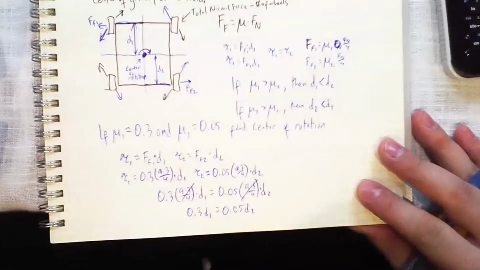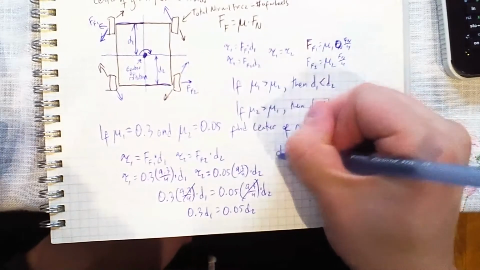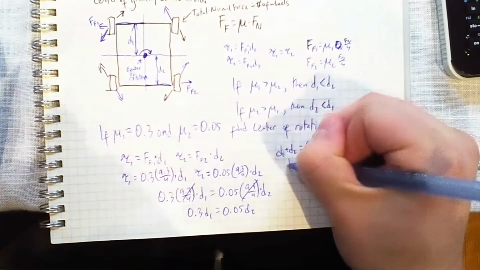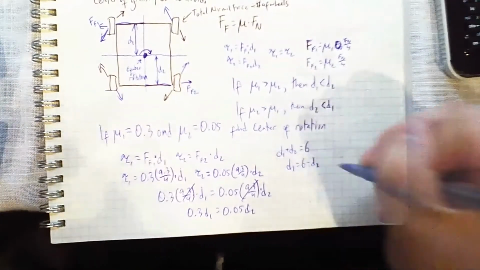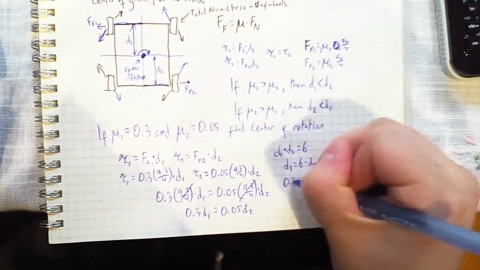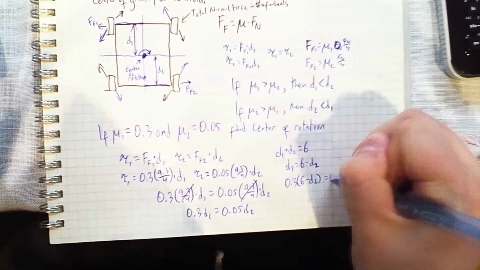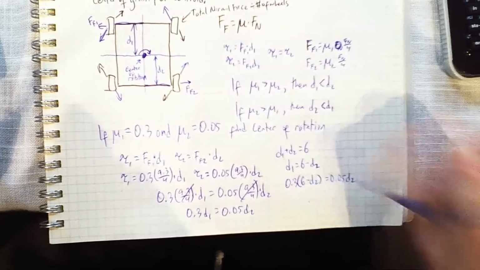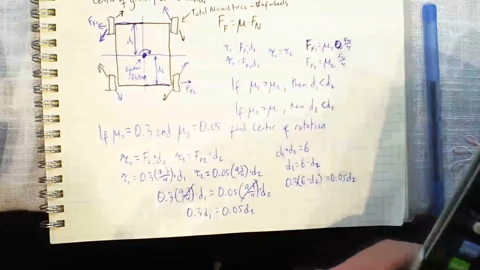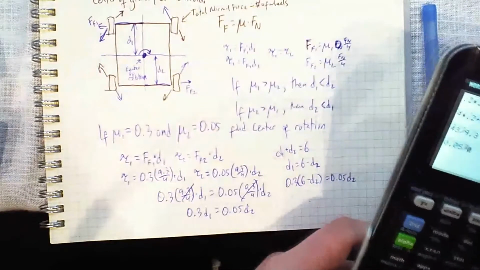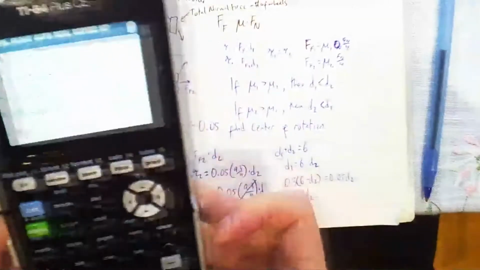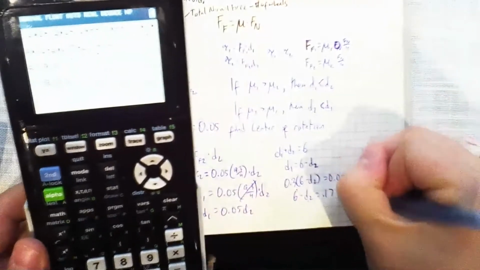All right, so now we can go back here. D1 plus D2 equals 6. We can say D1 equals 6 minus D2. Now we're just on to basic algebra. We plug this into here. 0.3 times (6 minus D2) equals 0.05 times D2. We can divide both sides by 0.3. 0.05 divided by 0.3. 6 minus D2 equals 0.172 D2.